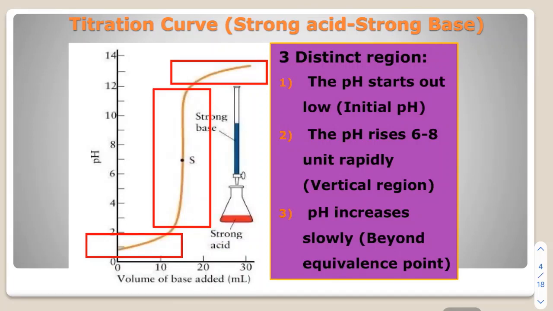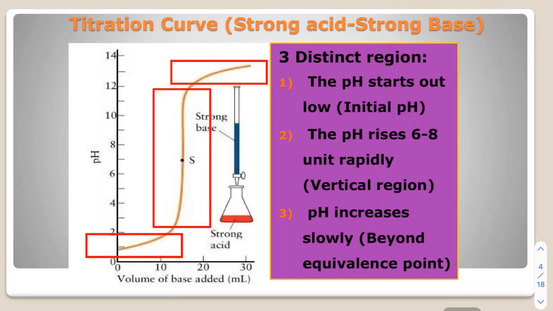So let's look at the first type of reaction, neutralization between a strong acid and a strong base. If we look at the titration curve, there are three distinct regions that we have to remember. Firstly, the pH of this solution will start out low, at 1 or less than 1. It is because initially the pH measured is the pH of the acid in the conical flask before the addition of any strong base.